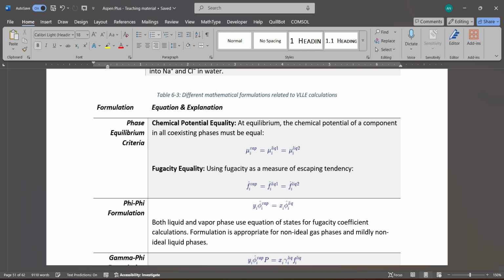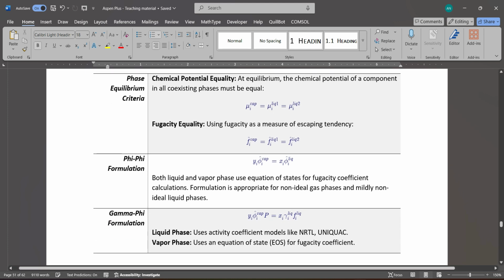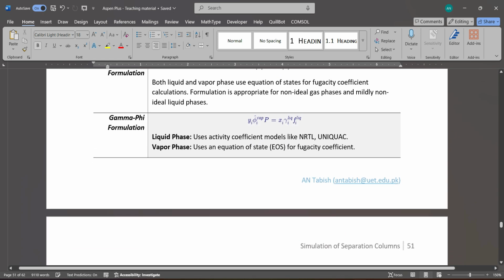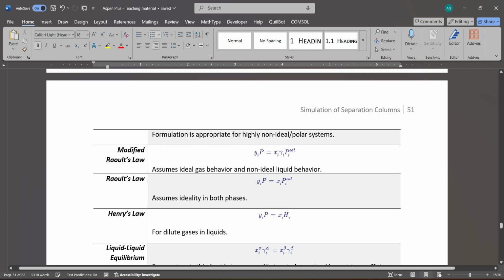in equilibrium. For calculation purposes, the two most common formulations include the phi-phi formulation and the gamma-phi formulation. The phi-phi formulation is commonly based on the equation of state, where the non-idealities in the gas phase and in the solution liquid phase are represented by the fugacity coefficient. However, in the gamma-phi formulation, the non-ideality of the gas phase is still reflected by the fugacity coefficient, while the non-ideality of the liquid phase is reflected by the activity coefficient. These are the two most extensive formulations for the calculation of phase equilibrium.